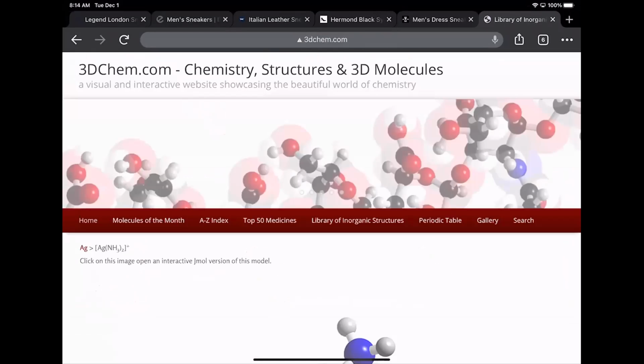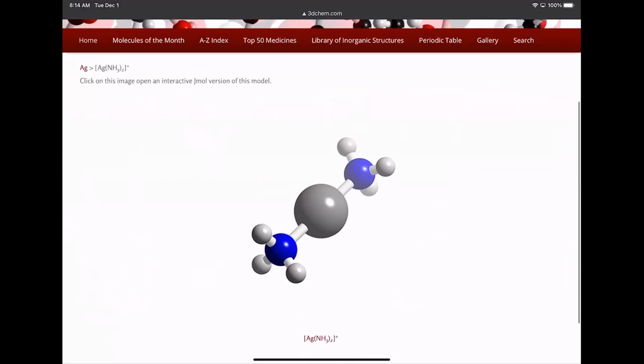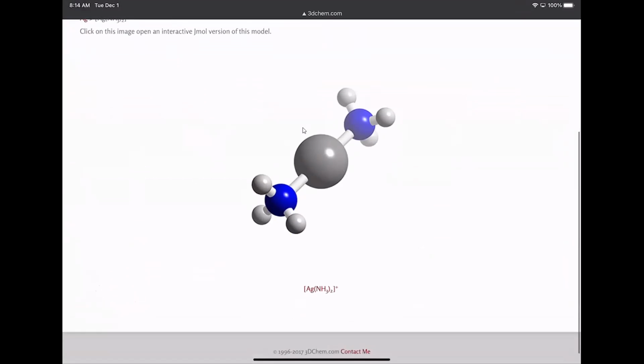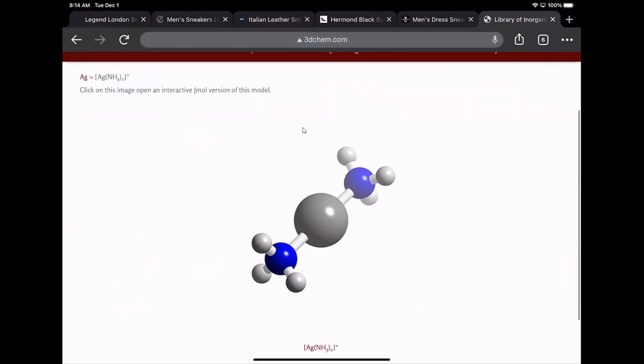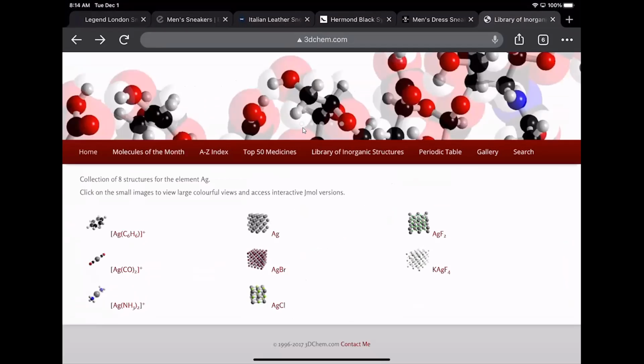Oh, perfect. Look at that. So we can see something that's very linear. Let's see. Oh, is it sharing? Yep, it is. Perfect. So this is Ag and you can see how linear that is. Let me see if we can find something that's trigonal planar.